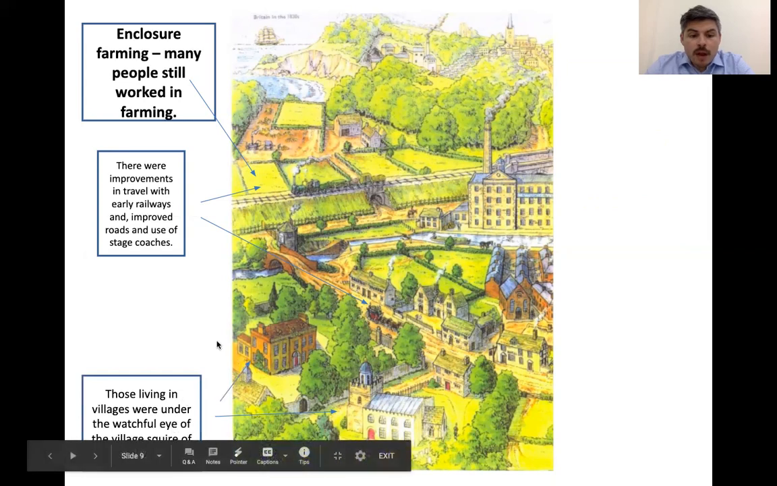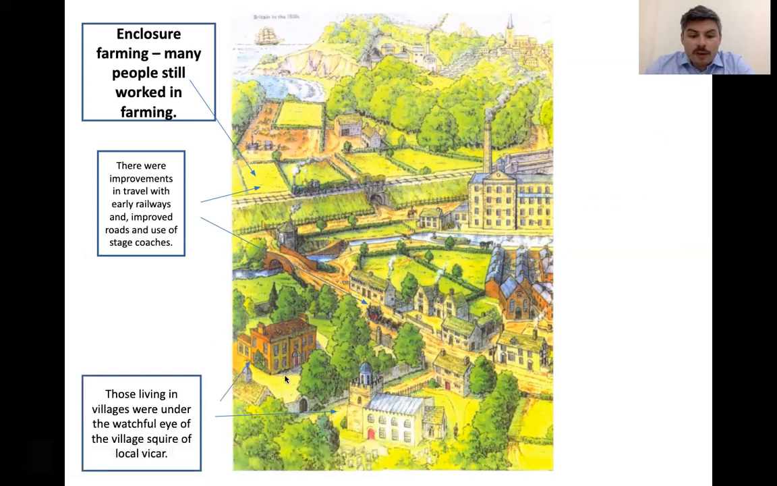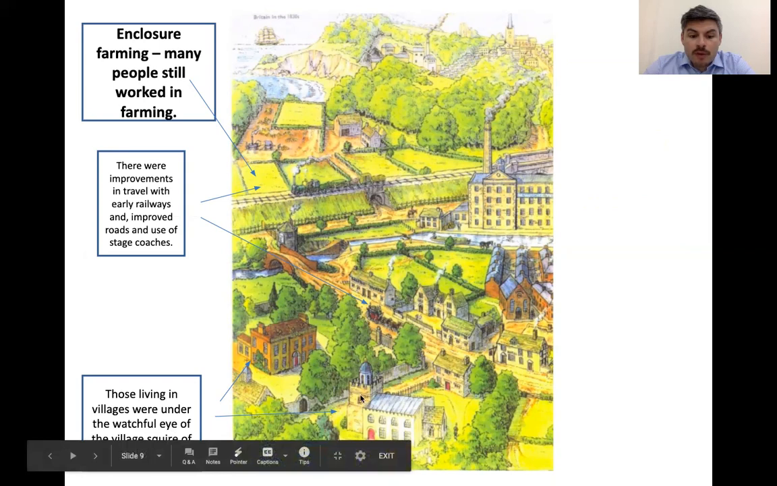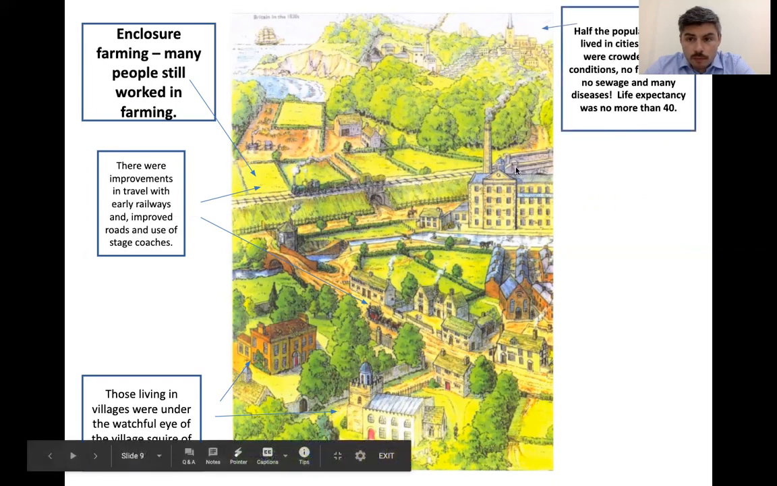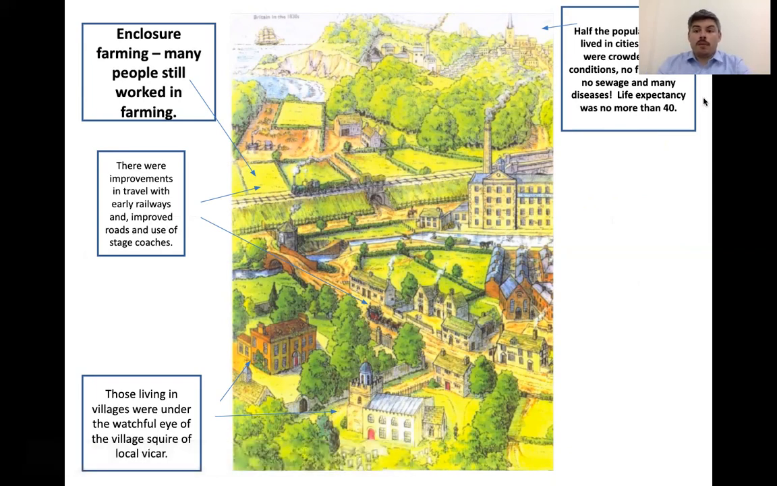Next, we still have these village squires, we still have the landowners, and they still live in a very nice place compared to the rest. Half the population now live in cities, okay? There were crowded living conditions, no fresh water, no sewage, many diseases, okay? So that compares to the 20% we looked at earlier. Now, half the population are living there, and their conditions are pretty grim. It's not a nice place to live.